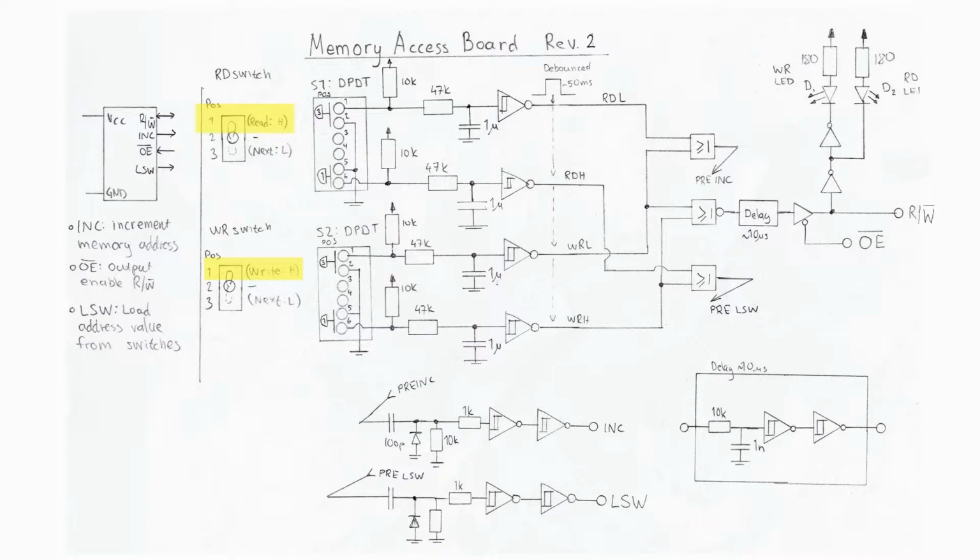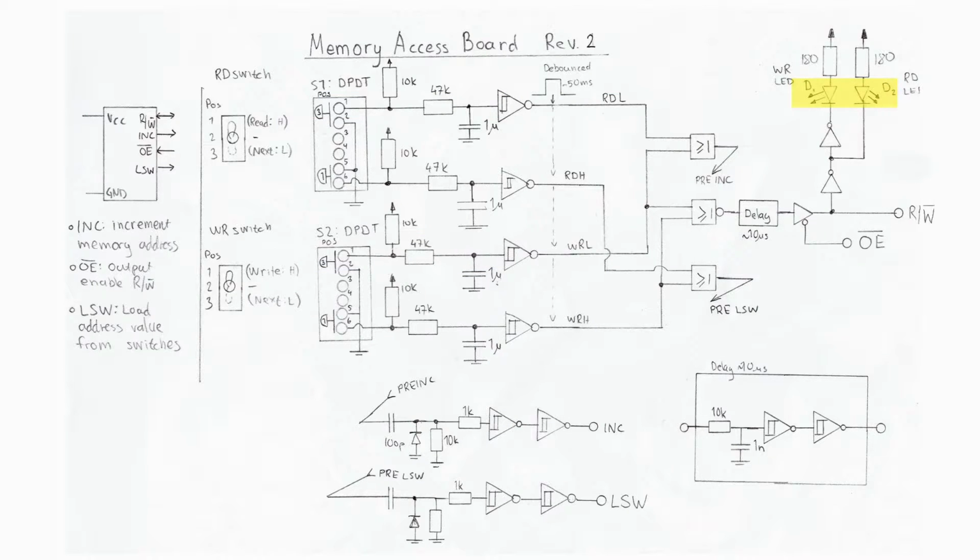If any of the switches are in the upper position, the pre-LSW signal is generated, which is shaped into a short, nice LSW pulse that is sent off to the address board. This tells the address board to load the values of the switches into the address register. If any of the switches are in the lower position, a pre-INC signal is generated, which is also shaped into a nice INC signal and sent off to the address board, telling it to increment the address register by 1.